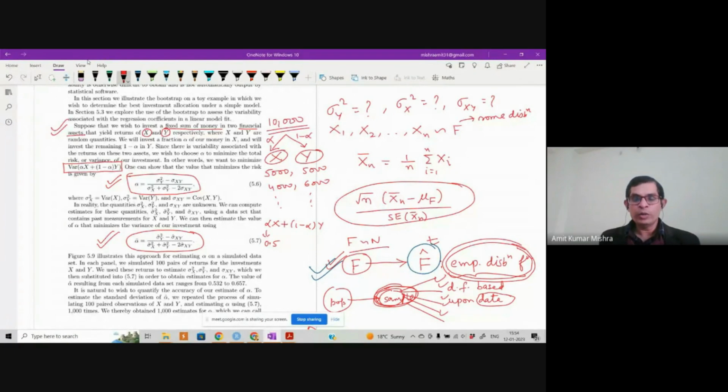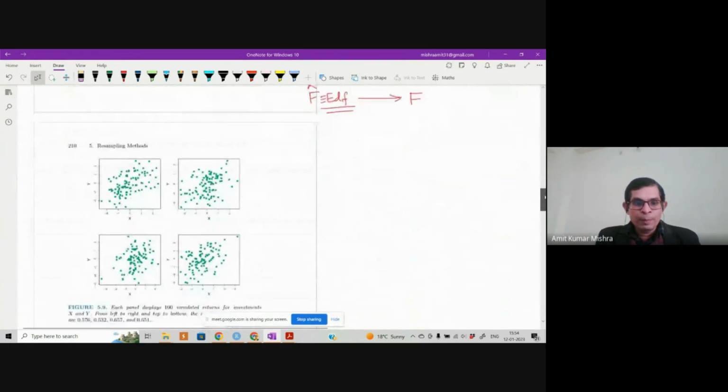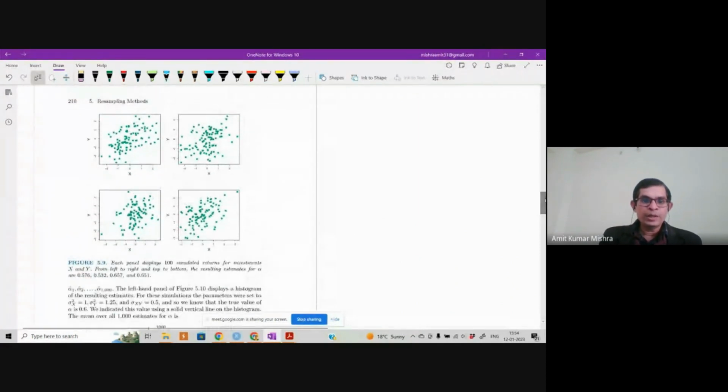Now, in this book, what they have done is taken a sample. See here, they have taken a simulated sample. That means this is equivalent to saying that from the original population you are taking samples. So this is of 100. Each panel displays 100 simulated returns for x and y. This is x, this is y.